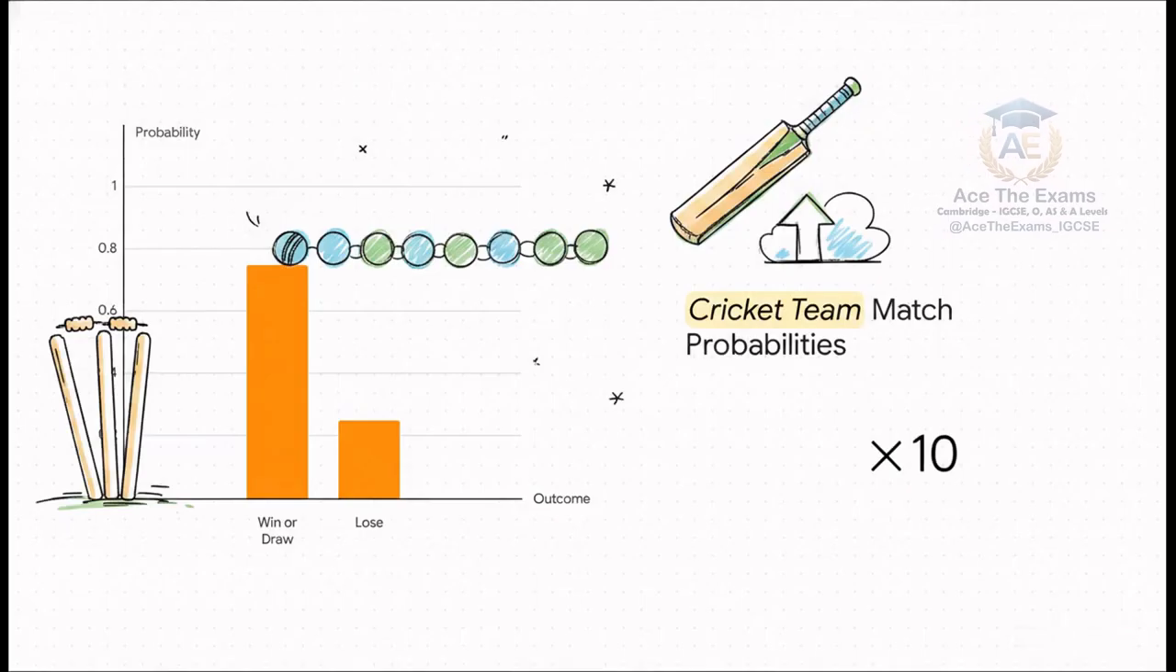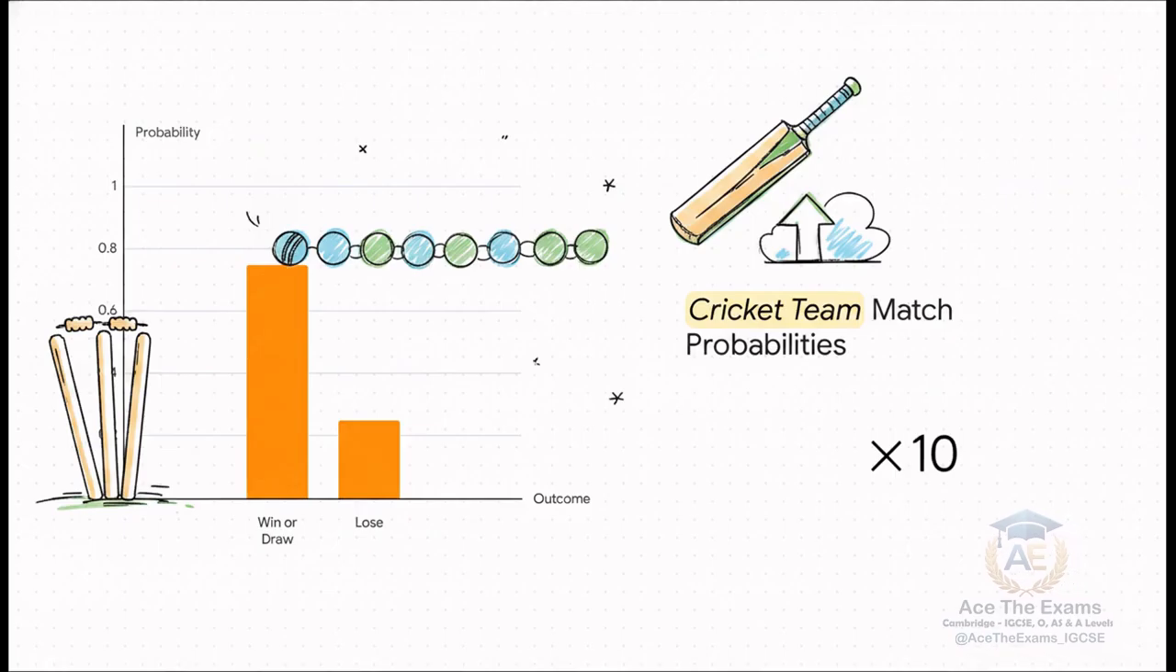Or think about this sports example. A cricket team has a 0.25 chance of losing a game. That automatically means they have a 0.75 chance of winning or drawing, let's just call it not losing. So what's the probability of 10 consecutive wins? Now, you definitely don't need to draw 10 branches for this, you just use the multiplication rule. You take that 0.75 probability and multiply it by itself 10 times, so 0.75 to the power of 10. It's going to be a tiny, tiny probability, but the math is beautifully consistent.